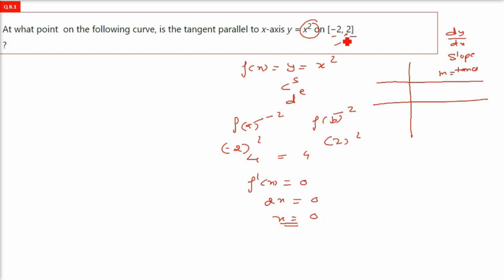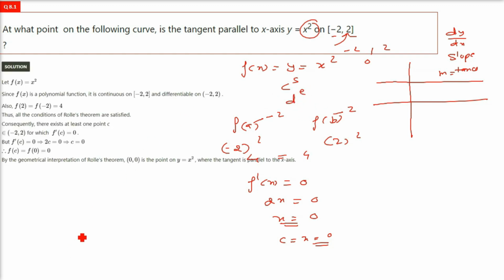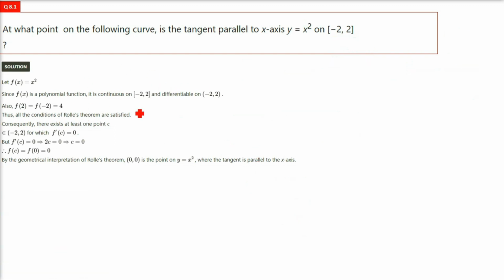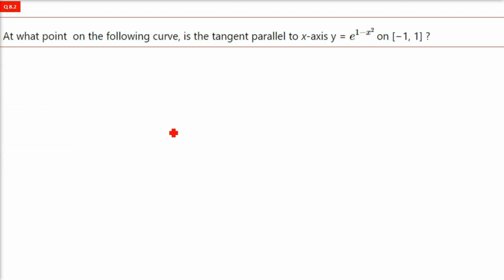So at x equals 0, which is lying between negative 2 and 2, if you make a number line, 0 is exactly between negative 2 and 2. x is equal to 0, that is what we are calling C. f dash x equals 0 at x equal to C. So this is m equals tan theta, and we have y equals x squared on [-2, 2], so we have x equals 0. What will be the value of y? That can also be found out, but the question is only asking about this x. If you want y, just put x as 0, and y will also come as 0. The point is (0, 0).